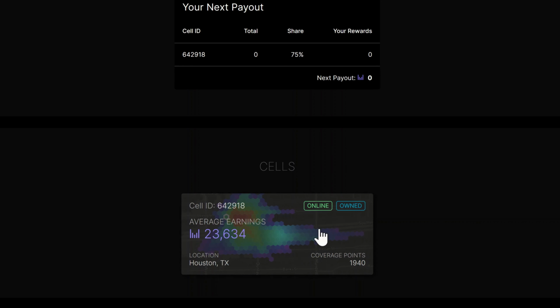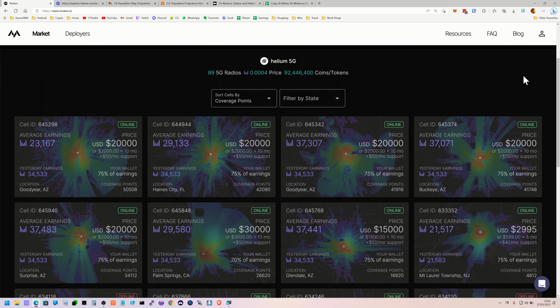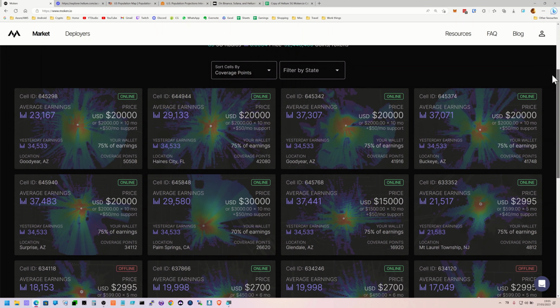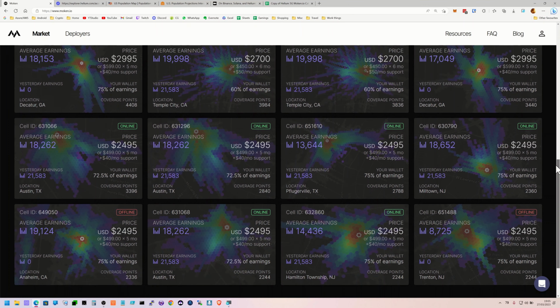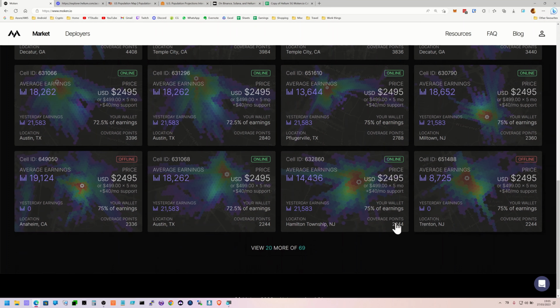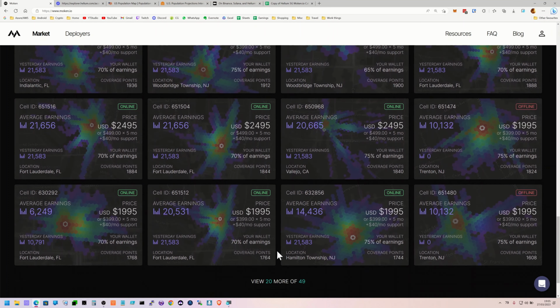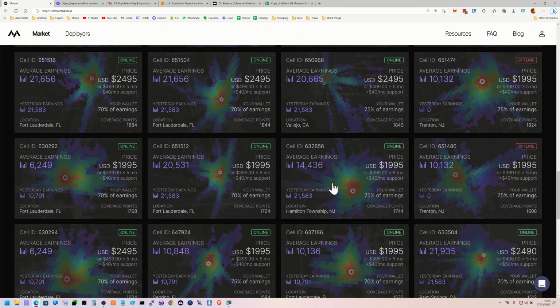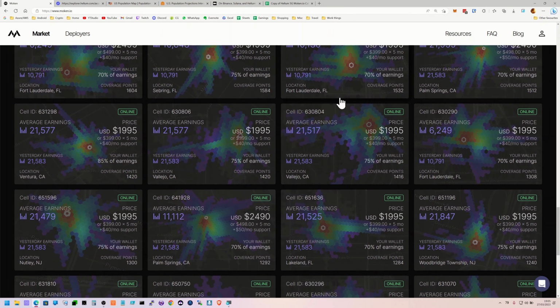So what I should do now is show you what's changed on the site and how you can actually find a cell or a 5G radio that's going to earn you a large amount of mobile tokens. If we head over to the market section here, you can see that there's currently 89 5G radios available to purchase. And you may be confused with all this. There's lots of information on the screen here, and we can carry on scrolling down actually. But basically, just think of each one of these as a separate 5G miner.